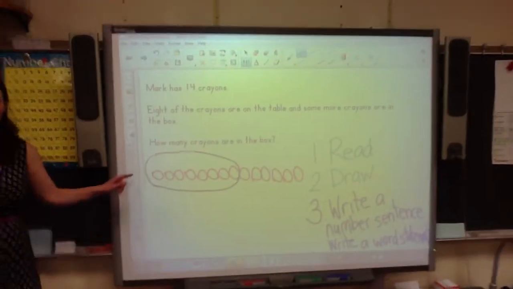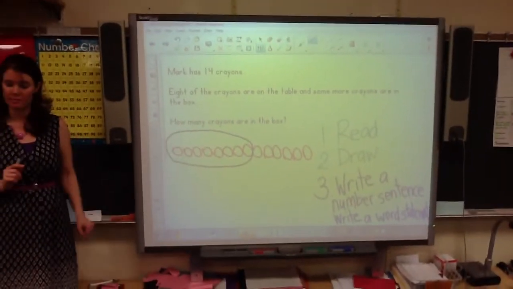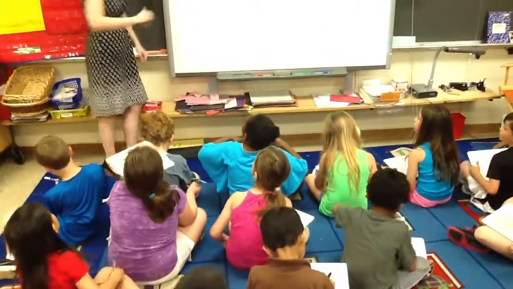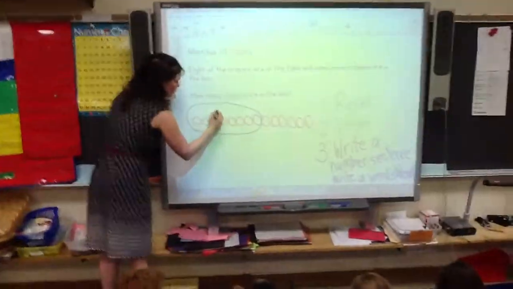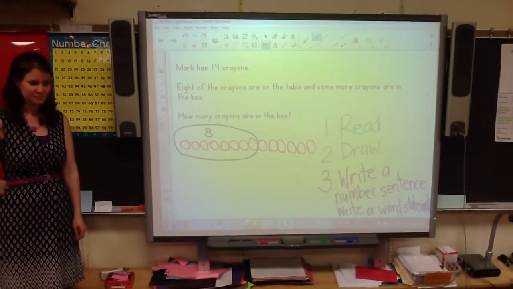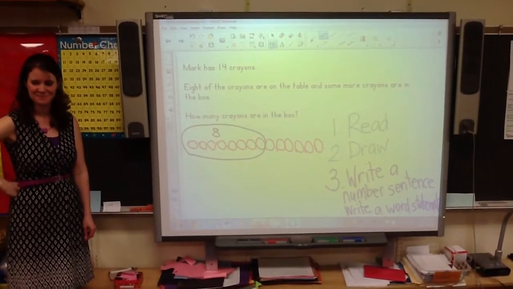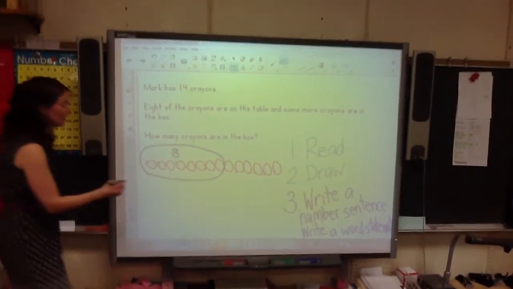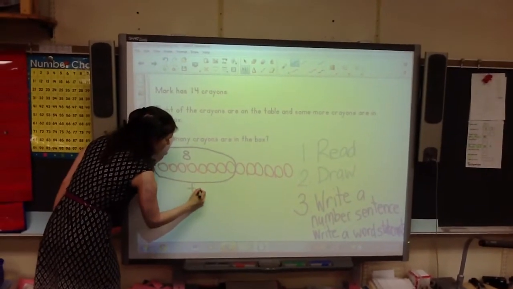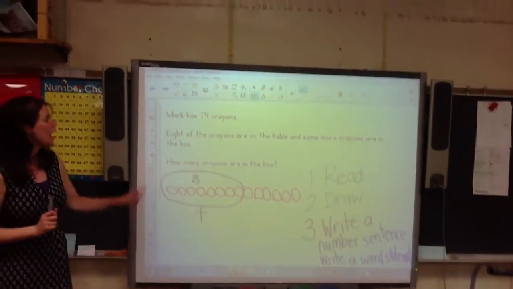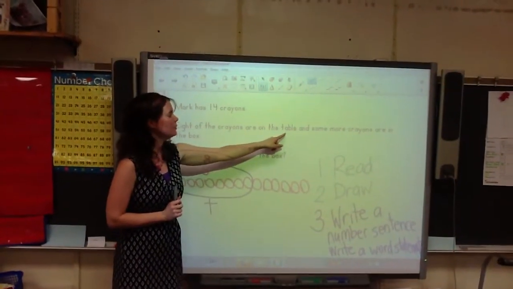How can I remember which part this is? Draw the table. Draw the table? That would take me a long time. Draw the number under it. I could draw the number under it? Or you could write a T. Make a T inside your circle. And I can also do what? A label. I can put a label. Let's put a T. I saw a lot of kids that thought about putting a T. I wrote table. 8 of the crayons are on the table.